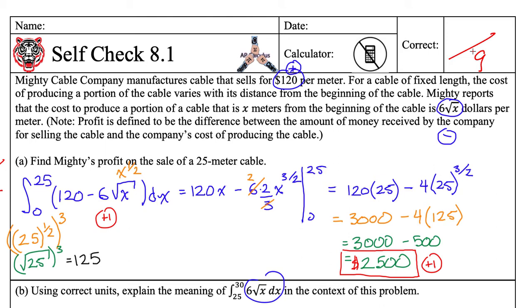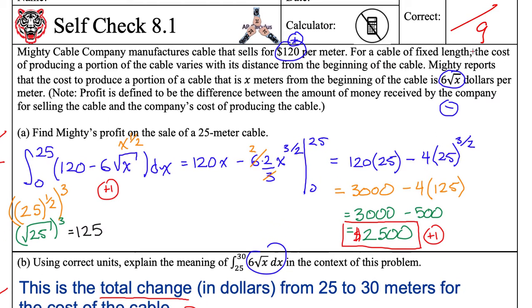All right, cool. That concludes self-check 8.1. We're going to move on to self-check 8.2. Give ourselves 10 minutes on the clock. I'll go ahead and unlock that.